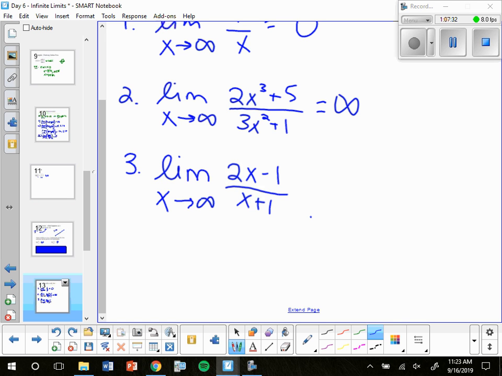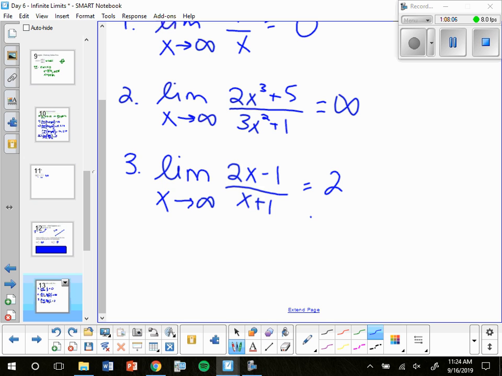We can actually measure how much faster it's growing. I want you to imagine plugging in 1,000. That's going to be practically 2,000 on top and 1,000 on the bottom. You see that? So it's approaching 2. And the farther out we get, the closer it approaches 2. So this is not going to infinity even though the top's bigger. It's just approaching a fraction that's closer and closer to 2. Does that make sense?